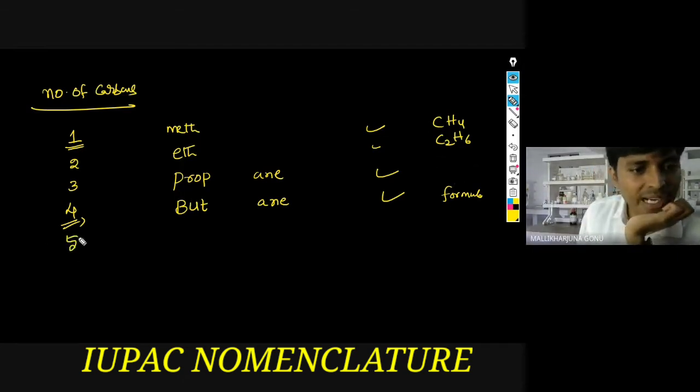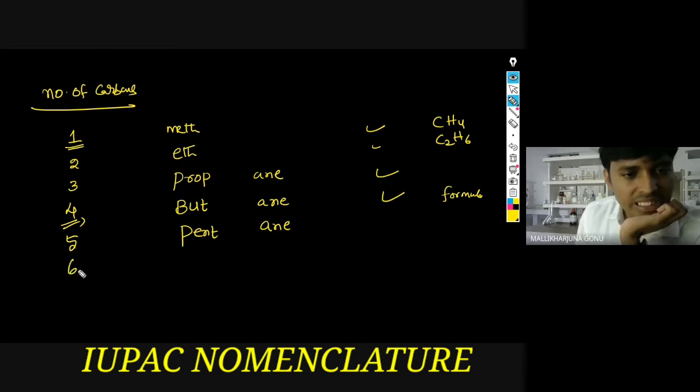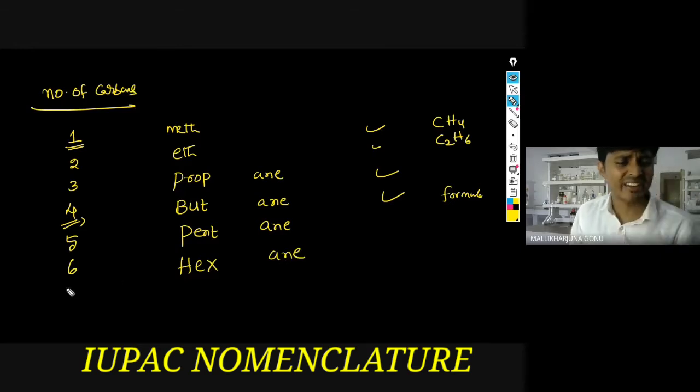Next, 5 carbons is called pent, and ane: pentane. 6 carbons, hex, and ane. Next also, for example, 7 is hept, 8 is oct, 9 is non, 10 is dec, like that, but you can remember till 6. This much is enough for you. This much only is given in your syllabus, that much is enough.